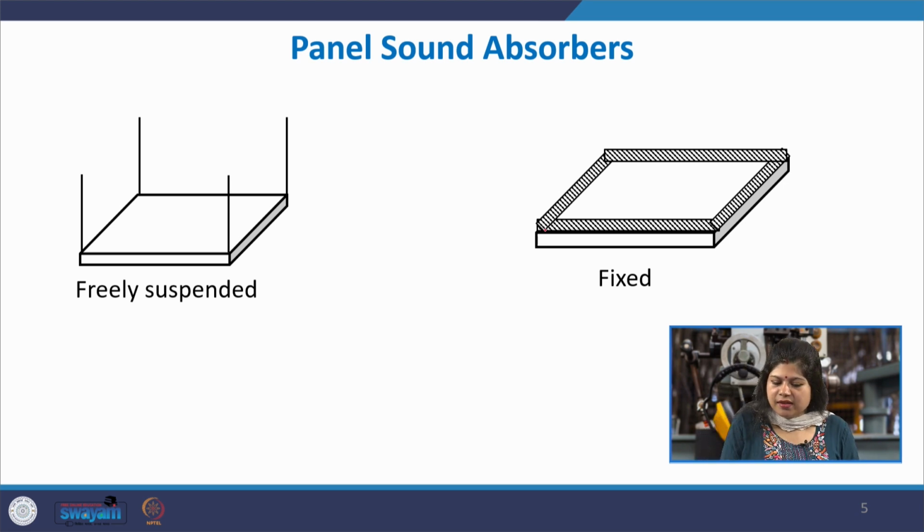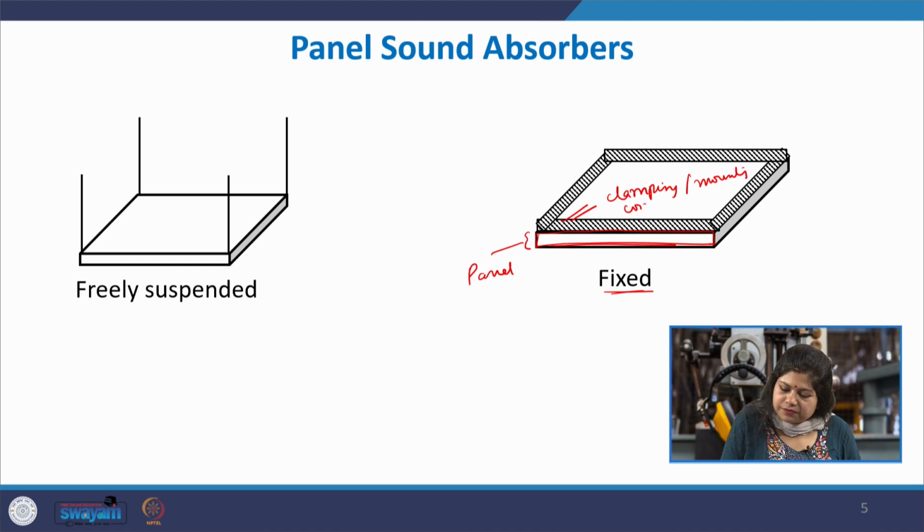Again, see, this is a fixed panel, and this part is your panel. This shows the clamping or mounting condition, which means that all along its perimeter some adhesive has been applied or some kind of welding has been done. Through some mechanical means, this panel here, the one that I am coloring red, is being firmly fixed to a rigid wall.